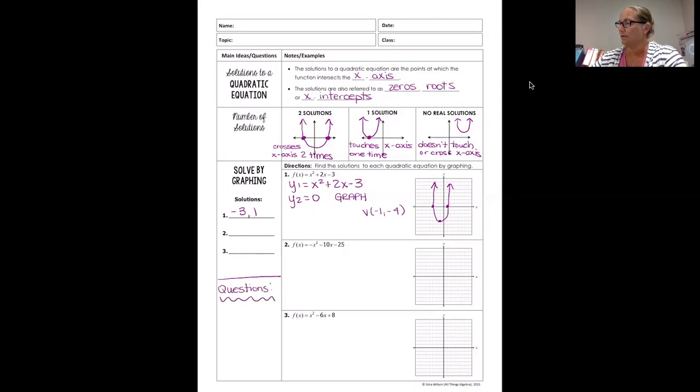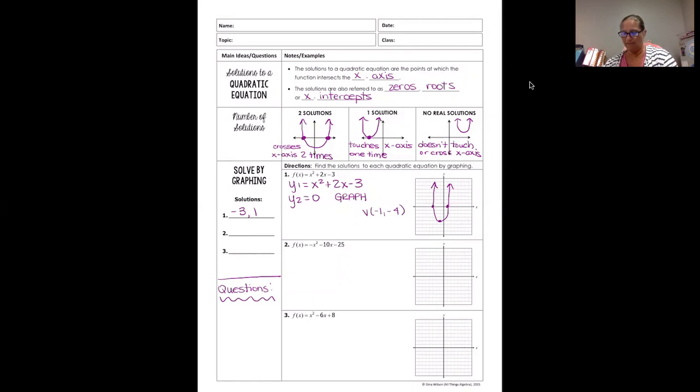All right, we're going to go to y equals, clear, and we're going to do problem 2, -x squared minus 10x minus 25. We should know this parabola is going to open down, and it's going to open down because our x squared is negative. We're going to keep that y sub 2 equals 0. So this is what your new graph looks like. You notice it should have one solution because it touches 1 time.